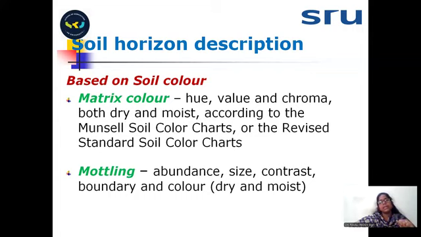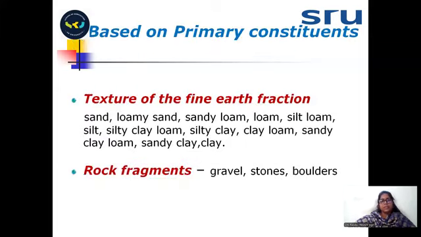So these three can be indicated both in dry condition and moist condition according to the Munsell soil color charts, or any other standard soil color charts can be used for describing all these three. These three values can be given both under dry conditions as well as moist conditions. Then coming to mottling, the abundance, size, contrast, boundary and color can be given under dry and moist conditions.